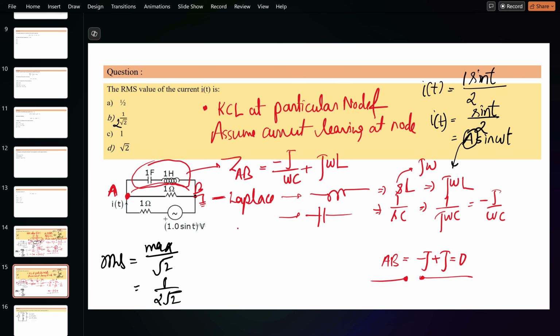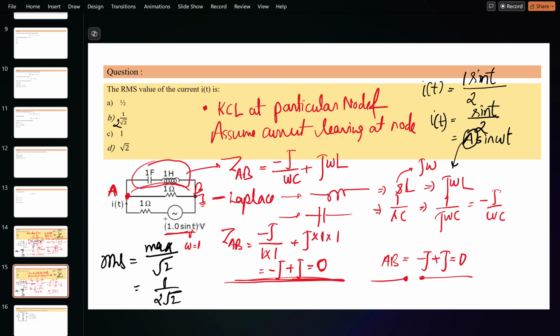But if you see the network Z_AB, omega is given here. 1 sine omega t means omega is equal to 1. Put the values: minus j upon omega is 1, C is 1, j omega, omega is 1, L is 1. So it will become minus j plus j. It means that it is 0. Impedance is 0 here.